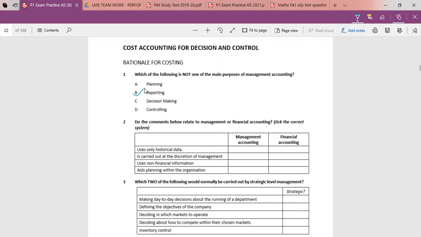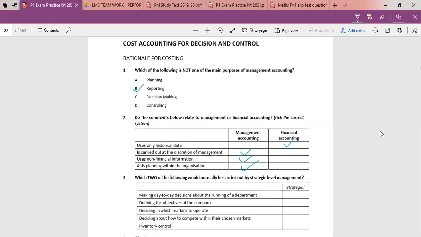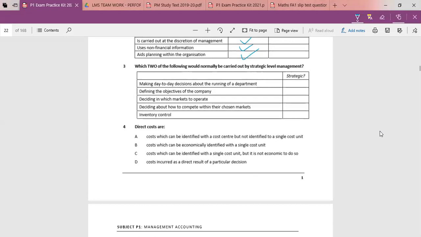Then, do the comments below relate to management or financial accounting? Very quickly, let's look into that. Uses only historical data: financial accounting uses only historical data. Is carried out at the discretion of management: helpful for the management, it is management accounting. Uses non-financial information, both financial and non-financial: management accounting, whereas financial accounting uses only the financial information. Aids planning within the organization: management accounting. Done. Which two of the following would normally be carried out by strategic level management?